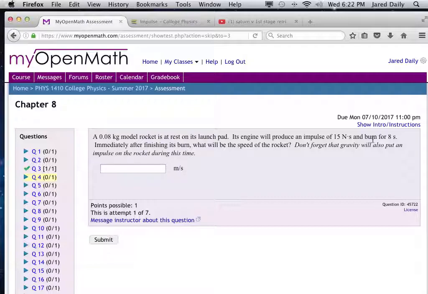So does the time matter at all? Nope. Okay. If they ask for the force, it would matter. But they don't. They ask for velocity. It doesn't matter.